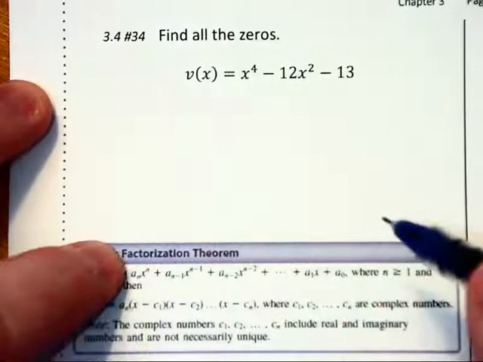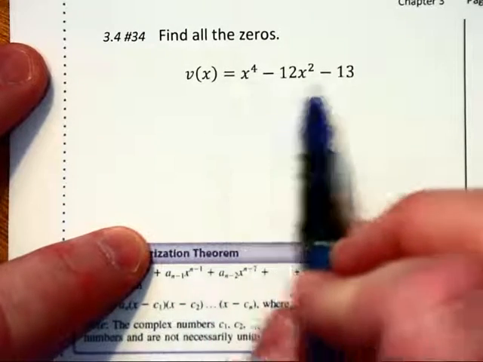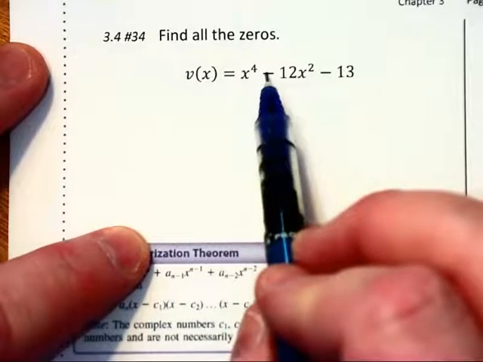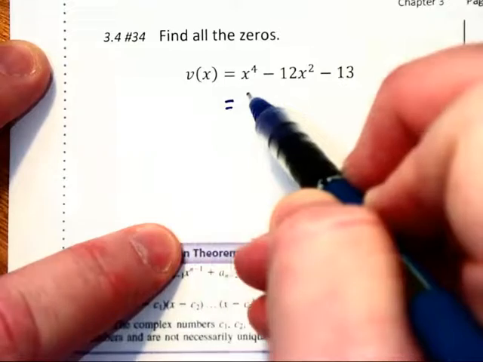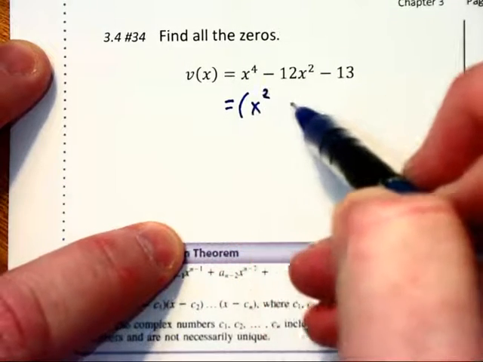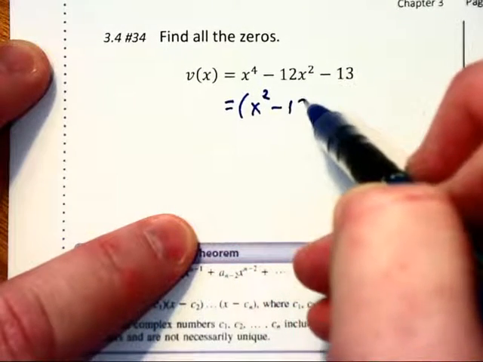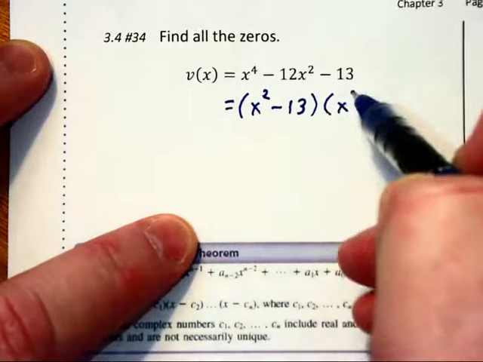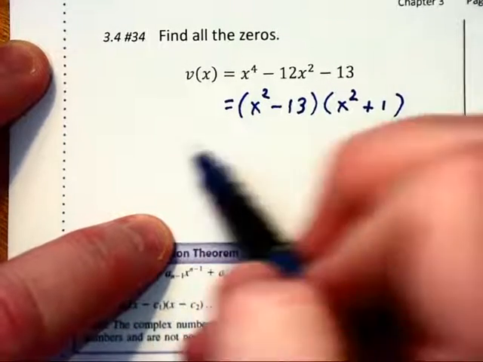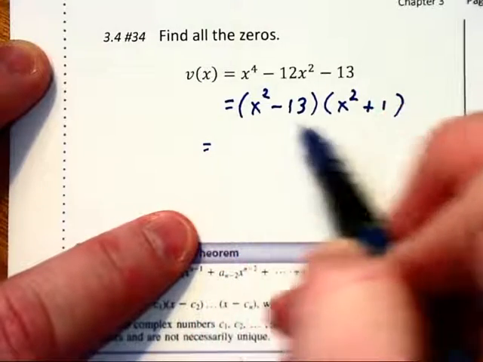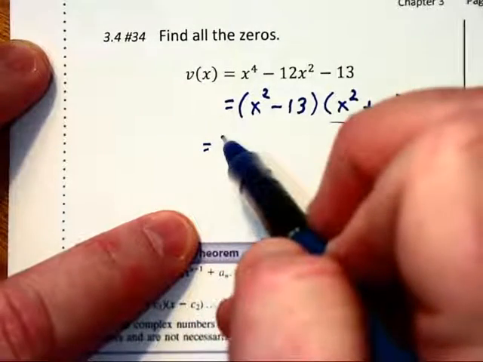Again, we're being asked to find the factors, but I notice here this is a trinomial and it skips the third and the first degree terms. This is actually going to factor. We're going to have x squared minus 13 in one parenthesis and x squared plus 1 in the other. Now this actually factors further. We're not used to factoring it this way, but it's still going to factor.